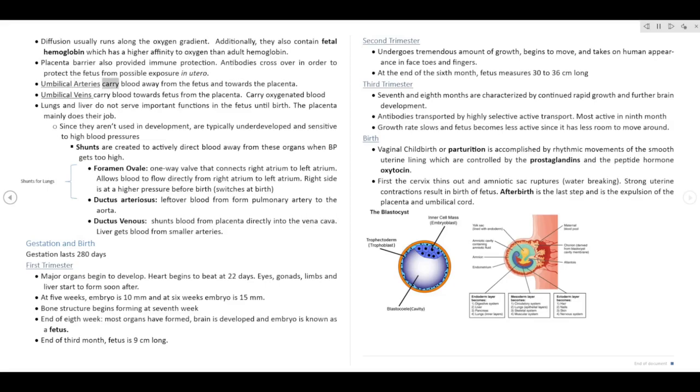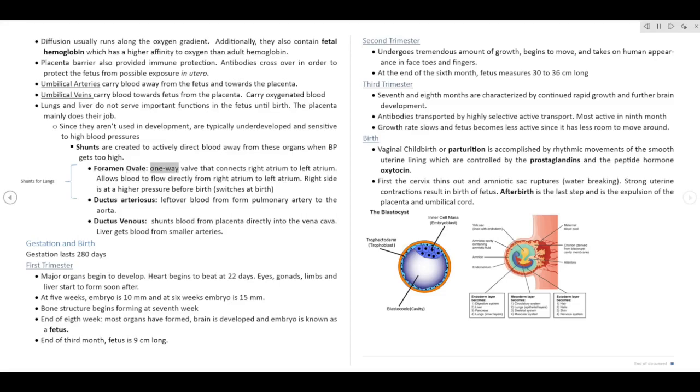Umbilical arteries carry blood away from the fetus and towards the placenta. Umbilical veins carry blood towards the fetus from the placenta. They carry oxygenated blood. The lungs and liver do not serve important functions in the fetus until birth; the placenta mainly does their job. Since they aren't used in development, they are typically underdeveloped and sensitive to high blood pressures. Shunts are created to actively direct blood away from these organs when BP gets too high.